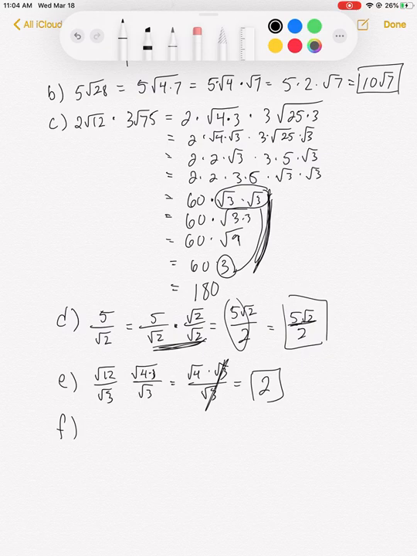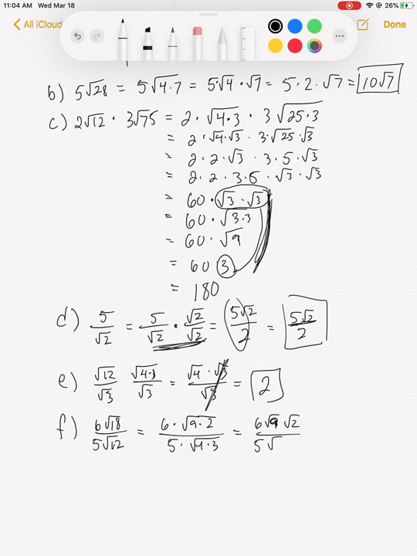And then the last one is F, 6 square root of 18 divided by 5 square root 12. Okay, thinking of perfect squares that can divide into 18, 6 times the square root of 9 times 2 divided by 5 times the square root of 4 times 3. Okay, so we have 6 times the square root of 9, which will be 3, and square root 2 divided by 5 times square root 4 times square root 3.